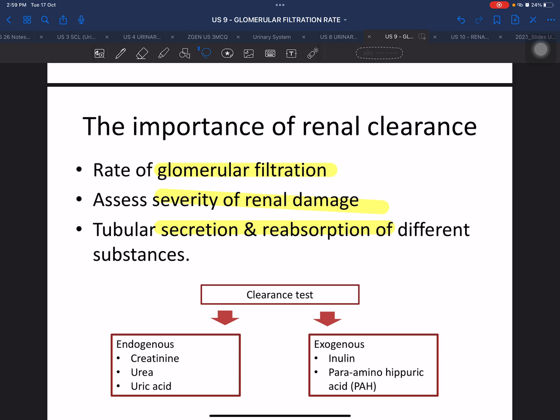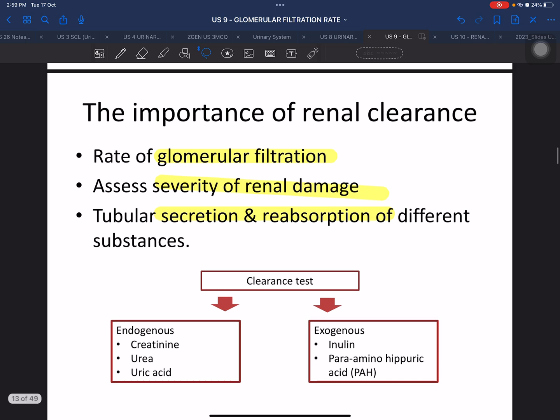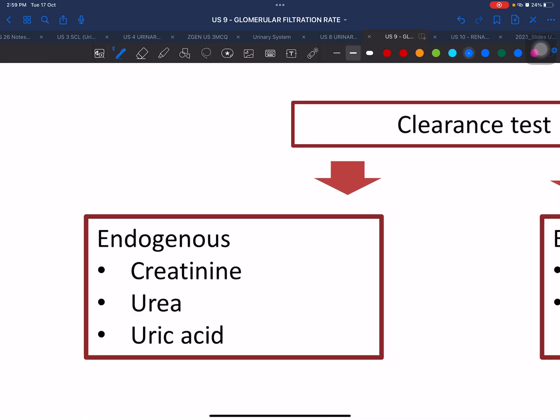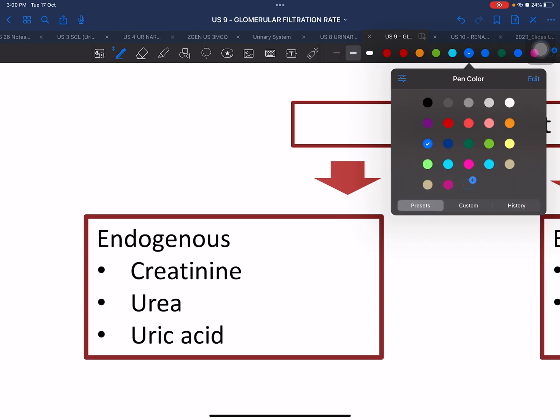For clearance tests, there are two kinds of substances we can use to measure renal clearance. Endogenous means produced by your body, so we can calculate through creatinine, urea, or uric acid. Or exogenous, by introducing a substance into the body: inulin and PAH. Usually we use creatinine to calculate the clearance test.